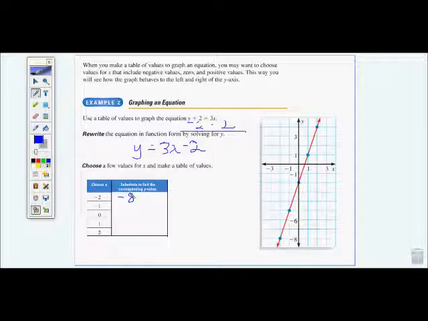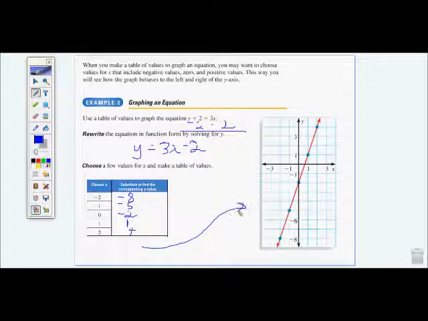If I put in negative 1, I am going to get 3 times negative 1, that's going to be negative 3, minus 2, I'm going to get negative 5. 0, we like those because that cancels out our x variable, so 0 is going to be at negative 2. And if I put 1 in, 3 times 1 is 3, minus 2, that will give me 1. And one more value, 2. 3 times 2 is 6, minus 2 is 4.